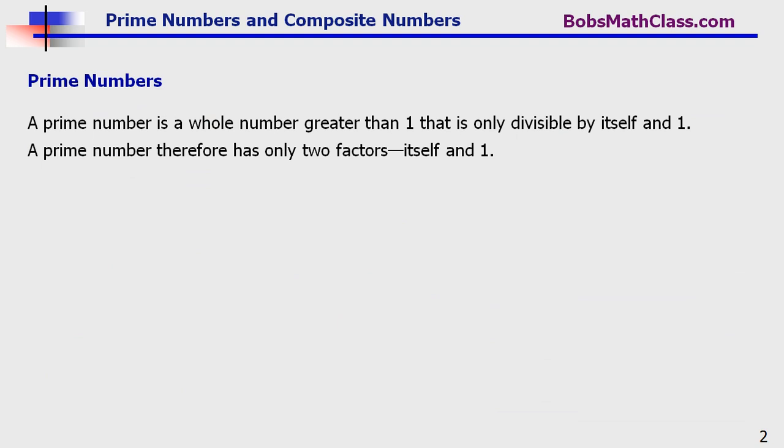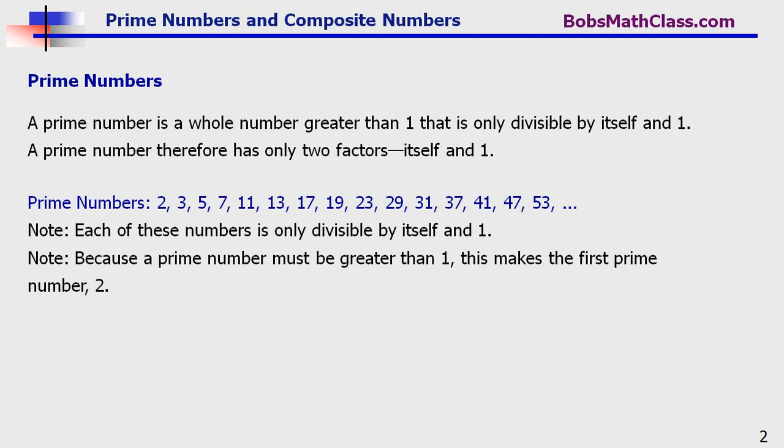Okay, prime numbers. A prime number is a whole number greater than 1 that is only divisible by itself and 1. So the only number that goes into it is itself and 1. That number 12 would not be a prime number because other numbers went into it. A prime number therefore has only 2 factors, itself and 1. So that last number had, what did we say, 6 different factors? This one, a prime number, only has 2 factors, itself and 1.